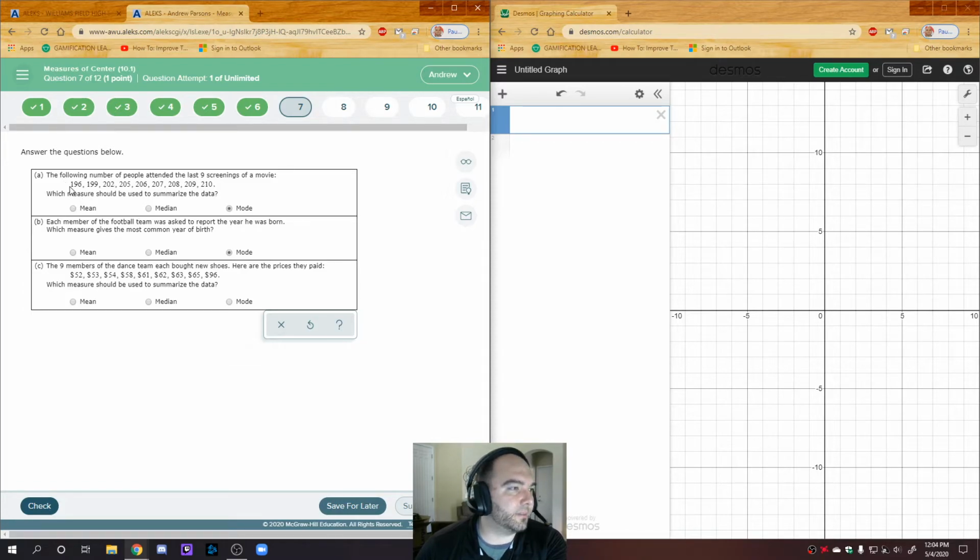Okay, now we look at this number set. You don't need to find the mean and the median to decide if you should use the mean and the median. I think on this first one, you should use the mean. And the reason why is this. If you look at the numbers, 196, 199, 202, all the way up to 210, they're all pretty closely grouped together. There's no wild jumps in value. I mean, 196 to 210 is a range of 14. It's not very far, right?